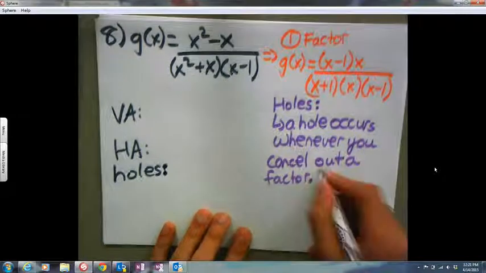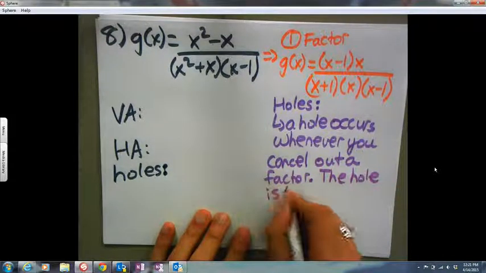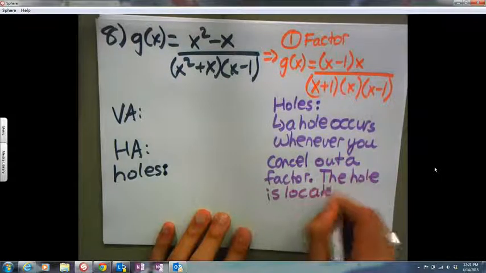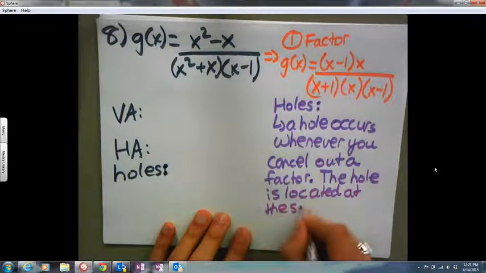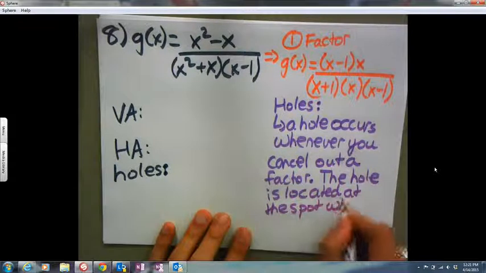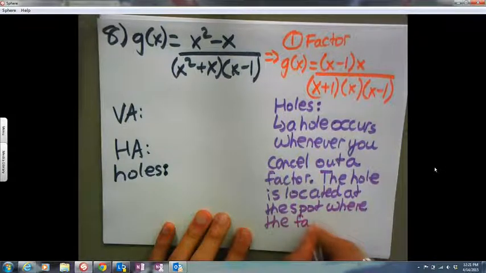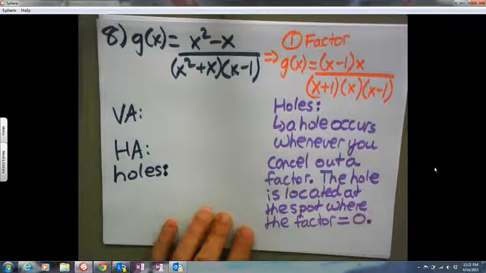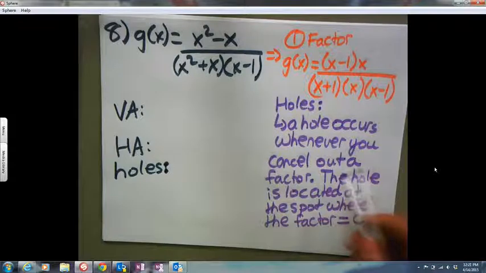The hole is located at the spot where the factor equals 0. So a hole occurs whenever you cancel out a factor, and the hole is located at the spot where the factor equals 0. So here are the factors I'm going to cancel out.